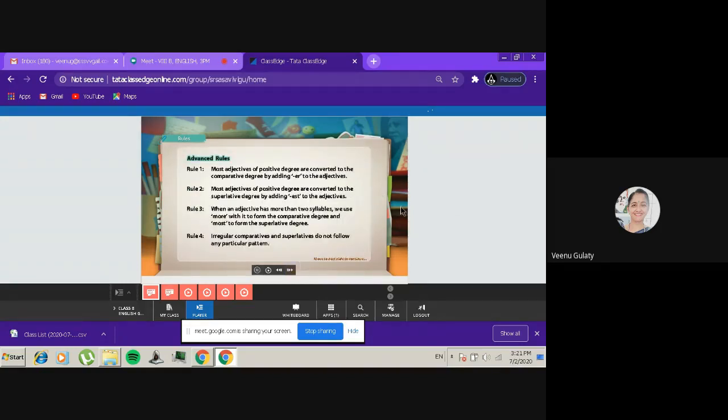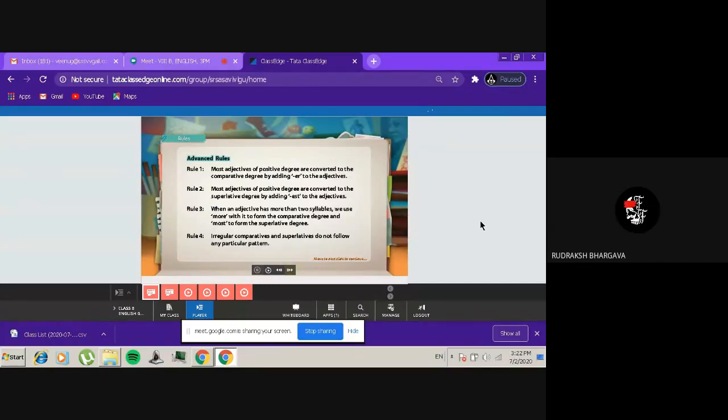Okay, next we have advanced rules. Now, who is going to read this? One of the boys, either Pranjal or someone. May I read? Yes, ma'am. Yes, you can. Was it Nikunj? Who is going to read it? Ma'am, may I read? Yes, better.